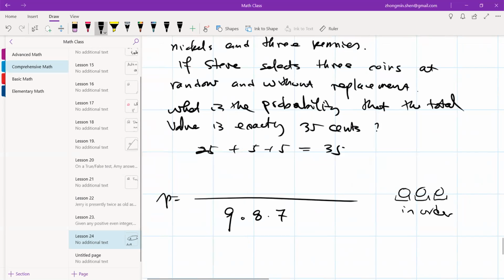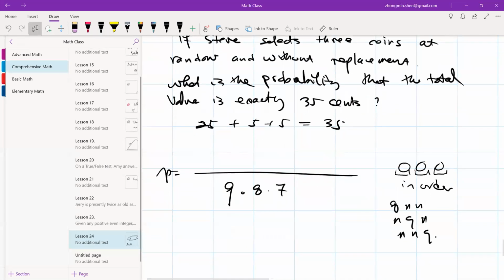Then the next is, all the coins are different, okay? Sometimes the value is different, sometimes even the 3 quarters are different. Then you want to get 1 quarter and 2 nickels. 1 quarter and 2 nickels can be in the following order: Q N N, N Q N, and N N Q.